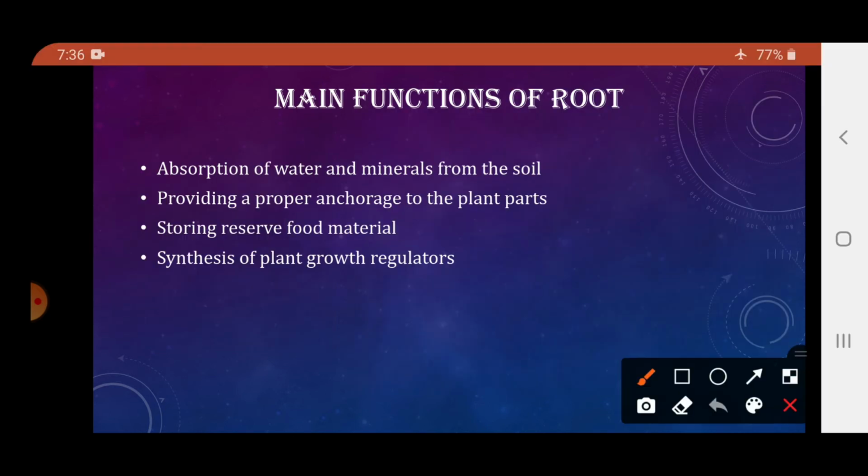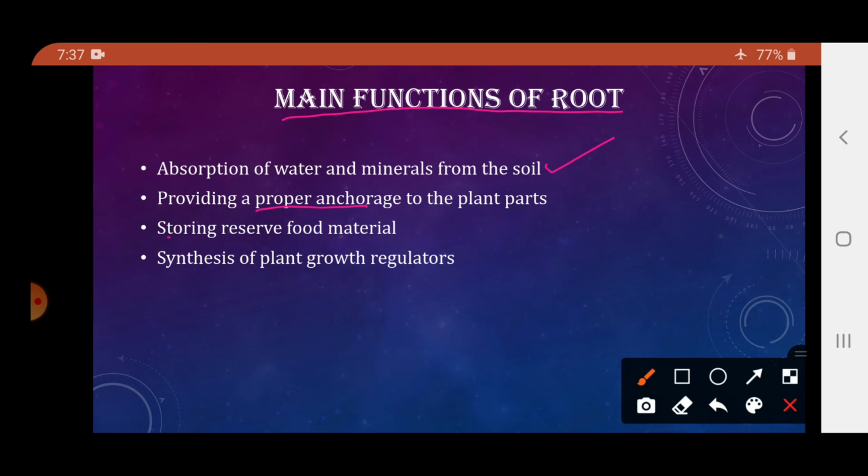Now students, the main functions of the root. What are the main functions of the roots? So it is the absorption of water and minerals from the soil. What is the main work of the root? They absorb water and minerals from the soil and provide it to the complete plant. They provide proper anchorage to the plants, that is, plants are anchored in the soil, so that anchorage in the soil is provided to the plant by the roots.